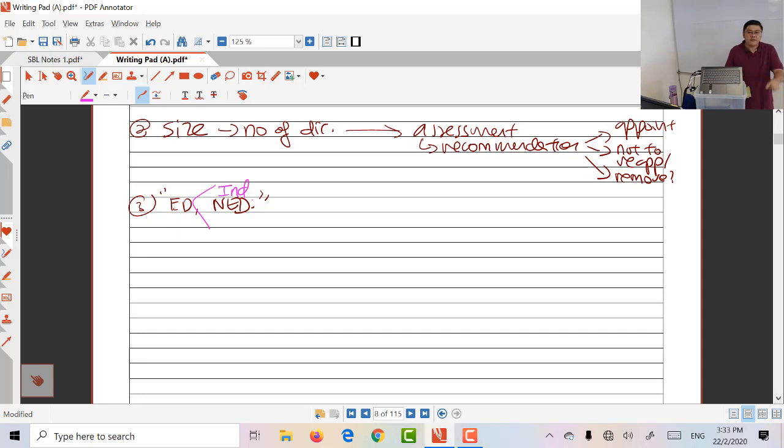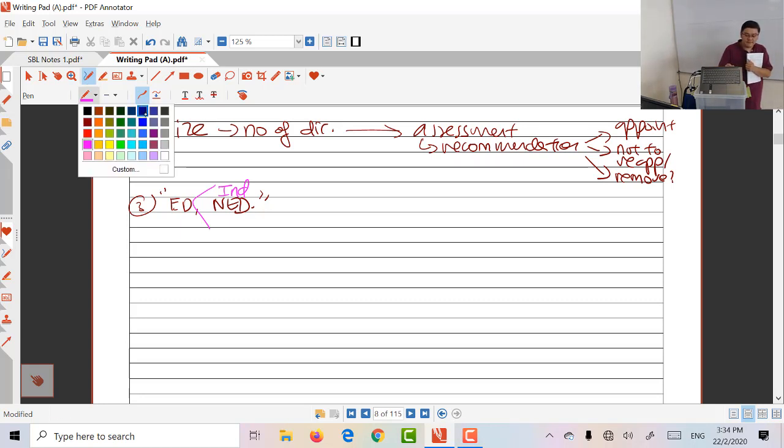Because you can have non-independent NED. Okay? Now, ED is definitely not independent, because they are already part of the management. So only the NED can be independent, but you can have non-independent NED. Now, so the idea is the independent NED more than ED. Okay, then what is your job then? What is the thing you have to do in terms of this? To make sure that the independent NED are more than ED.